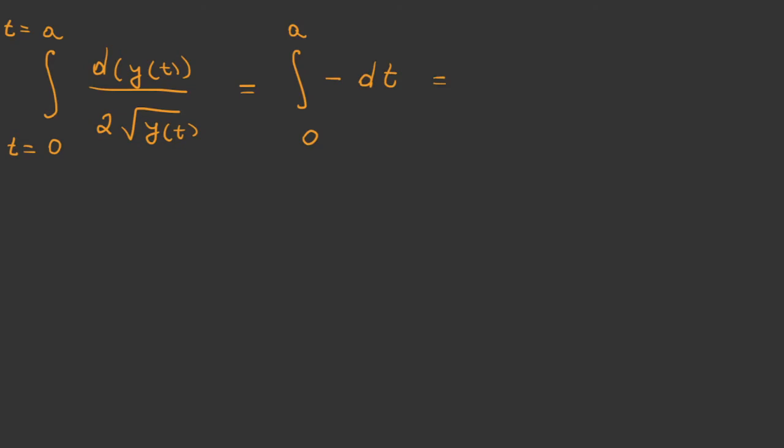Now, the integral on the right-hand side is very easy to calculate. The antiderivative of negative 1 is negative t. We plug in the limits of integration, 0 and a, and we find that the integral on the right-hand side equals negative a.